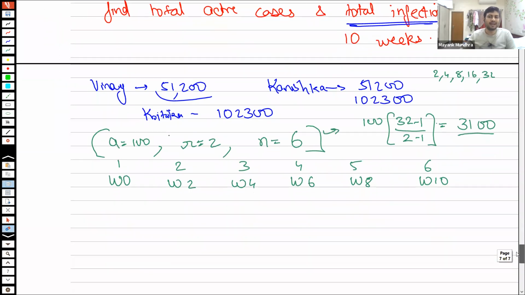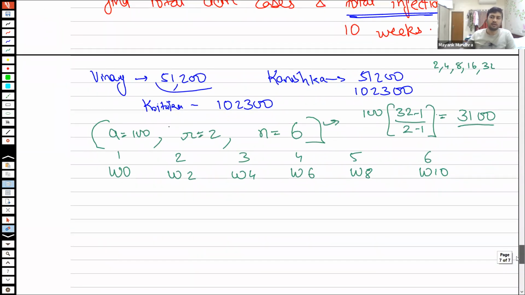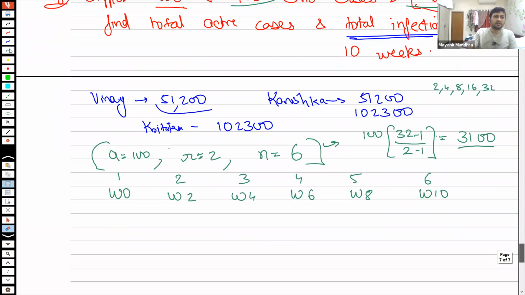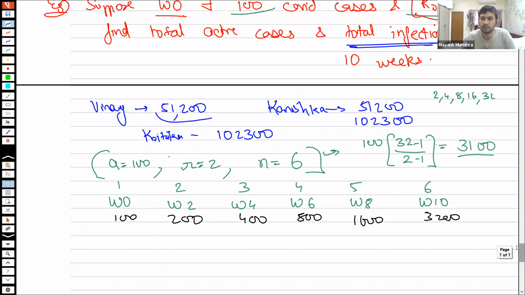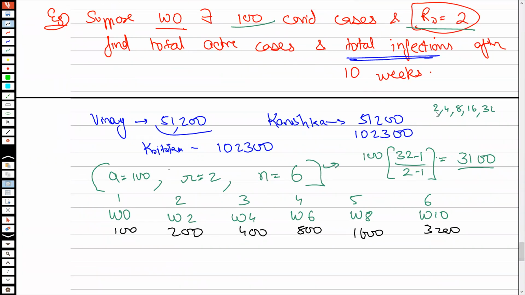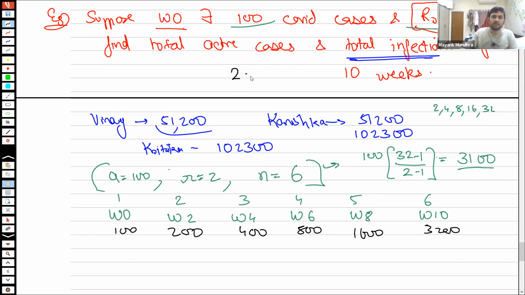Right. So let's do it manually. If you are not convinced, let's check manually if I did it right. So 100, 200, 400, 800, 1600, 3200. Yes, I did something wrong. Where did I put that? So N should be 10. No, N is definitely not 10. I'm changing by 2 weeks, right? I told you 2 weeks.